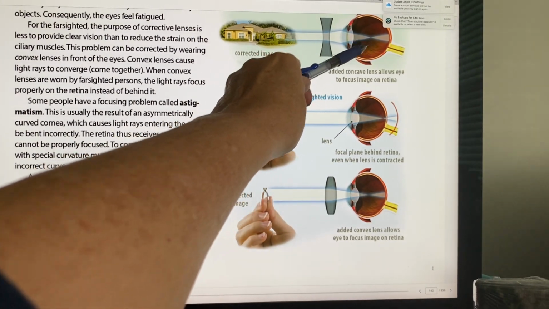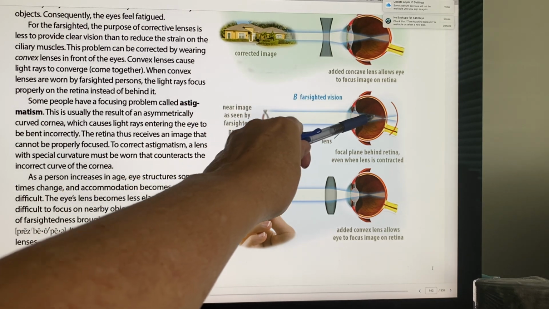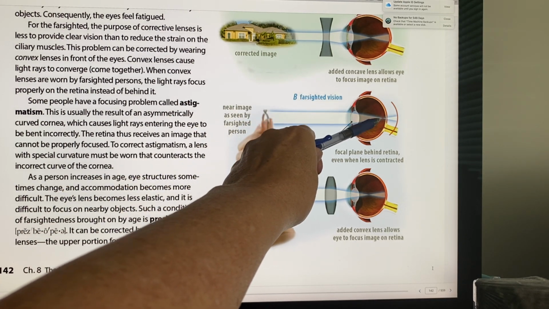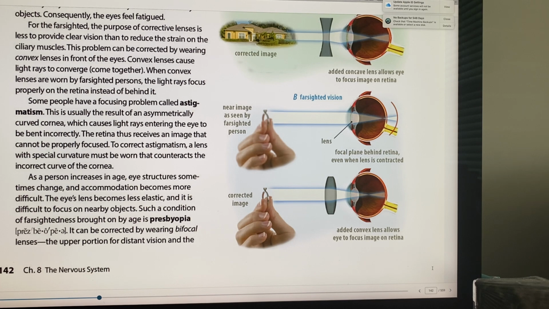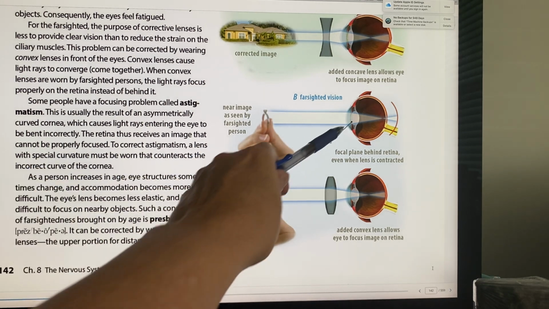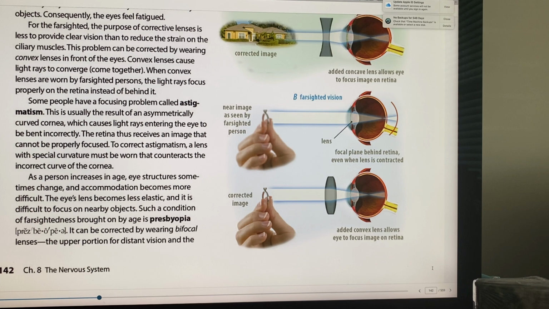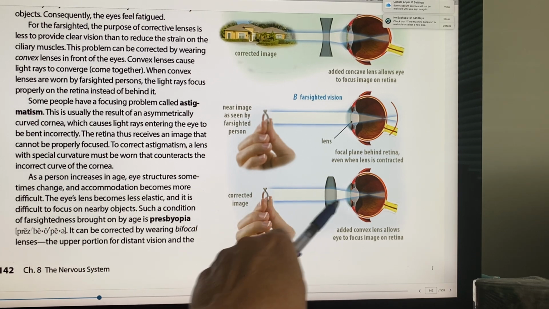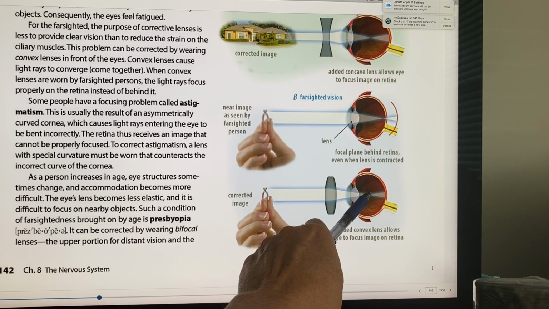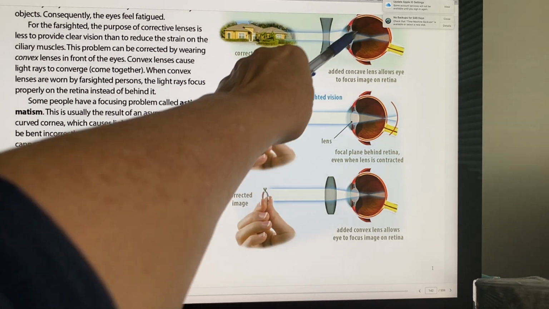Now, see how this is back here? It's too far back. So the focal plane is behind the retina, so you're not going to be able to see it very well. It's just where the focal plane comes in because the lens isn't contracting right, and you end up with the focal point over here and you can't see. So to correct this image, you're going to have a convex lens. This will bring it in, so you want it focused right there, right? See how the focus is there?